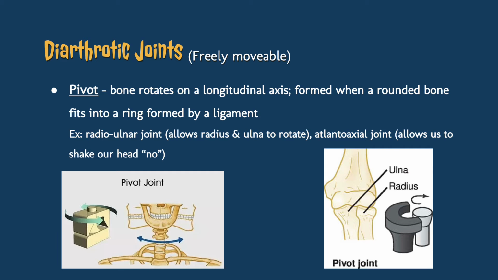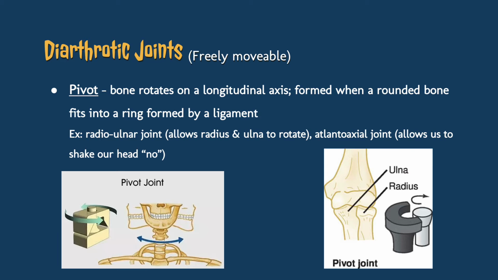Usually it's formed when we have kind of a rounded part of a bone, and it fits into sort of a ring that's formed by a ligament. So an example of that would be kind of like a ring in our spine. That specific pivot joint in our spine is called the atlantoaxial joint. The atlantoaxial joint is where the atlas, which is our very top cervical vertebra, C1 underneath of our head, and our axis, which is that second cervical vertebra, C2, join together, and it allows us to shake our head no.